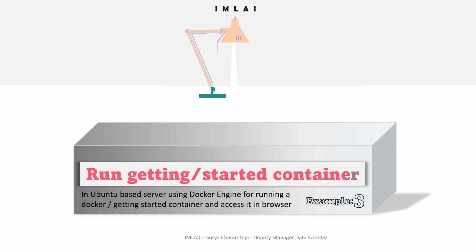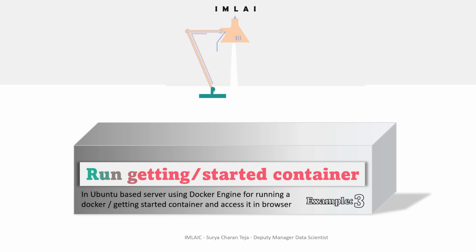Let's look into one more example. This time we are going to run a Docker getting started container from the Ubuntu EC2 instance that we have created. We call that instance the Docker server. From that machine we are going to run the Docker getting started container.